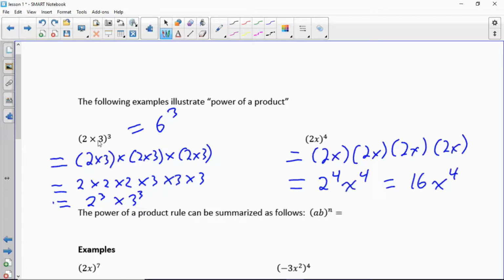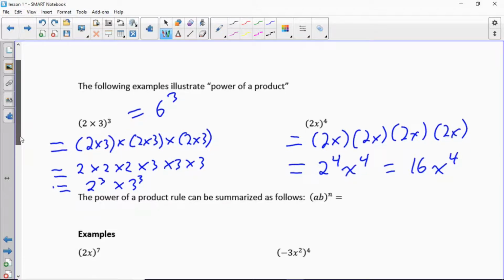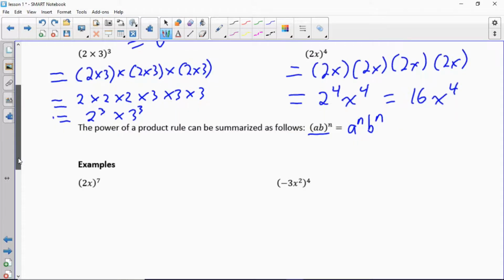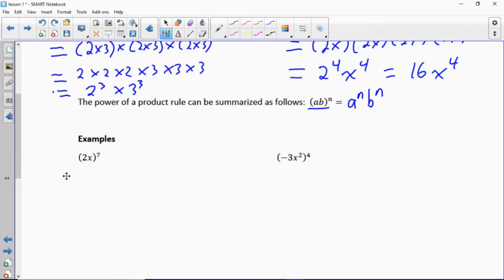So you can see what happens with the power of a product. Notice (2 times 3) cubed was 2 cubed times 3 cubed. And (2x) to the power of 4 ended up being 2 to the power of 4 times x to the power of 4. Now in general, (ab) to the power of n can be written as a to the power of n, b to the power of n. Let's look at a few cases where we might use this. (2x) to the power of 7 is 2 to the power of 7, x to the power of 7. Or if you use your calculator, 2 to the power of 7 is 128.